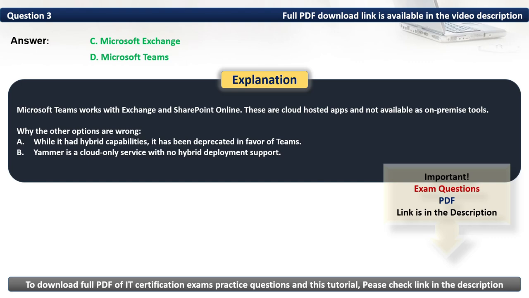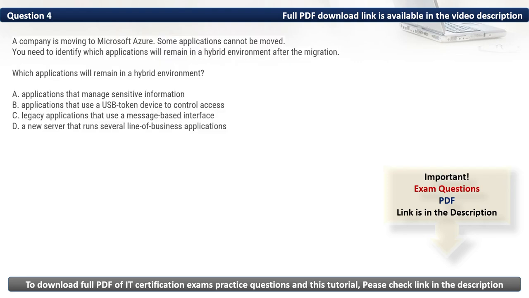Microsoft Teams works with Exchange and SharePoint Online. These are cloud-hosted apps and not available as on-premises tools. Question 4. A company is moving to Microsoft Azure. Some applications cannot be moved. You need to identify which applications will remain in a hybrid environment after the migration. Which applications will remain in a hybrid environment?